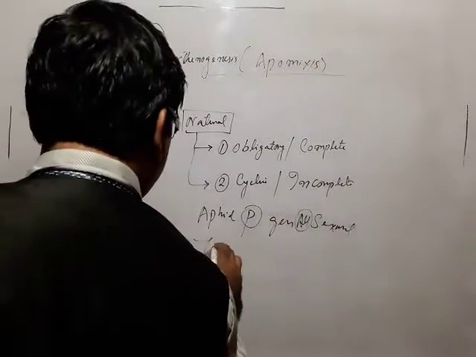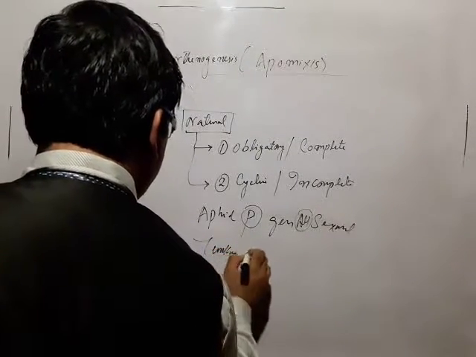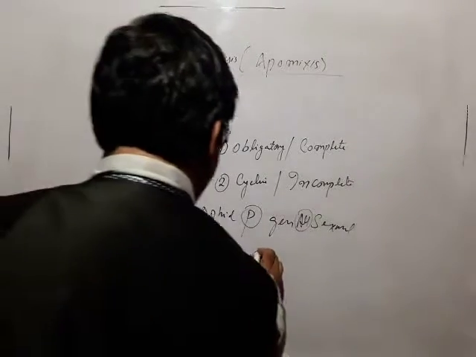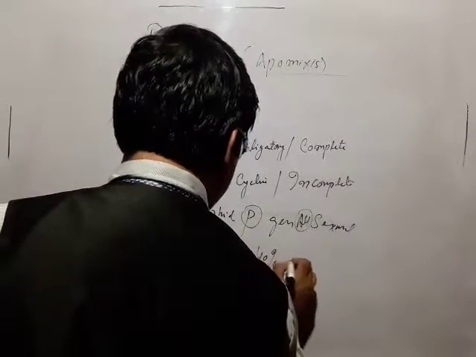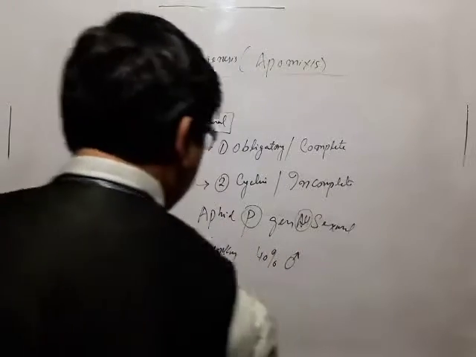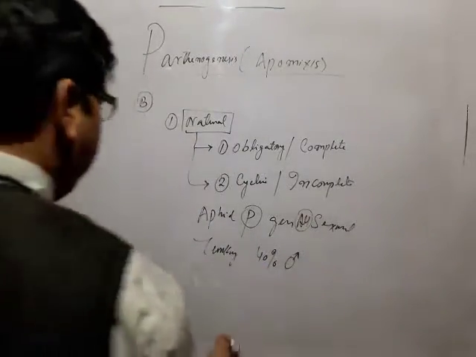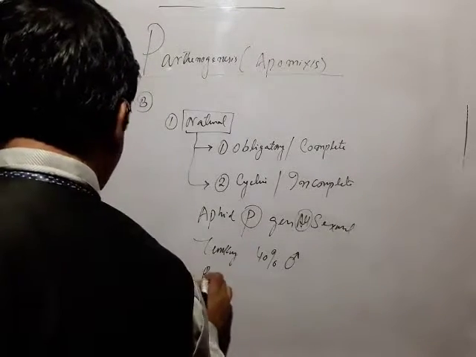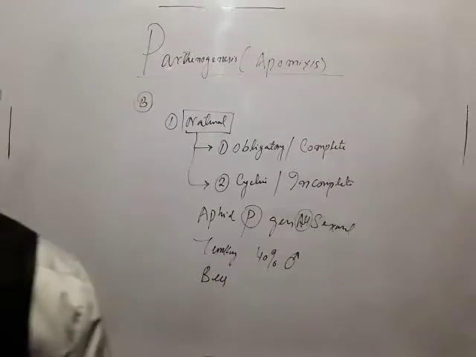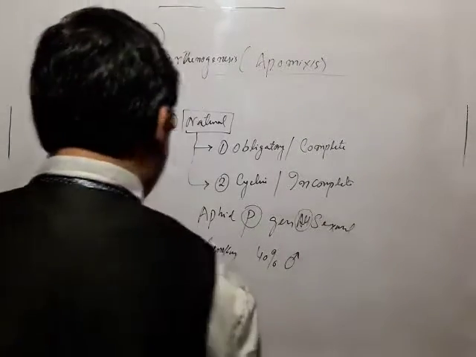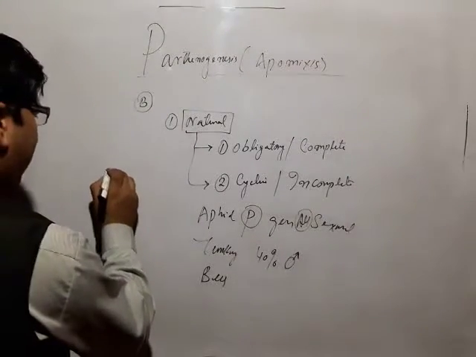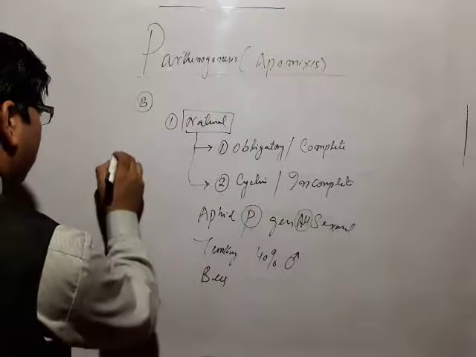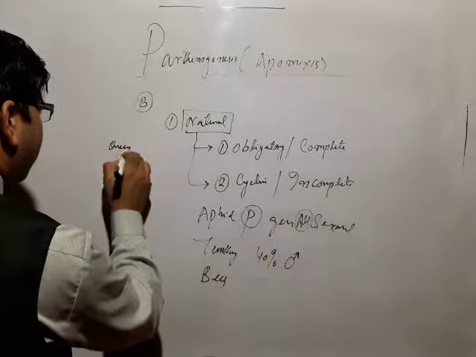In turkeys, it has been observed and studied that 40% of males develop parthenogenetically. In the case of bees, what happens actually? There is an egg laid by the female or queen. The queen lays eggs.